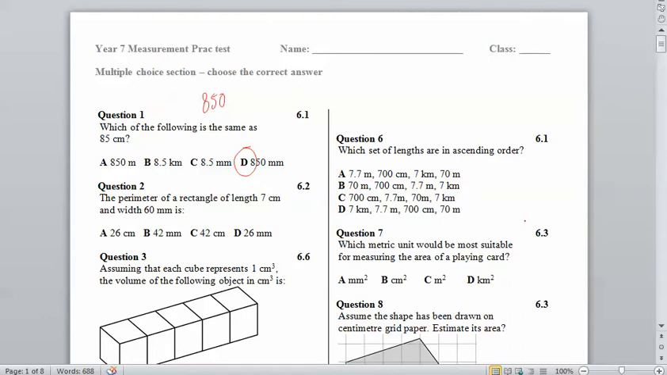Perimeter of a rectangle. First of all, 7 centimetres, that's fine, this is 7. But 60 millimetres is the same as 6 centimetres. So you needed to convert that one, otherwise you'll get thrown out. Now, it's asking for the perimeter, so there's 4 sides. So the perimeter is 7 times 2 for those 2 sides, plus 6 times 2, which is 12, plus 14, which is 26 centimetres.